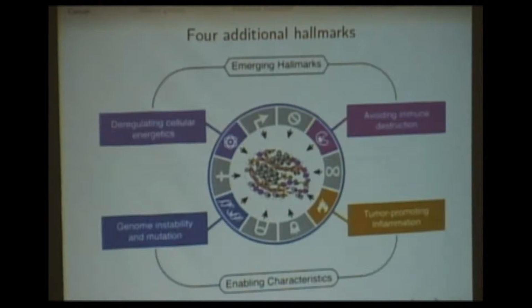So then the other 4 hallmarks, the new ones. This one is deregulating cellular energetics. That's an important aspect, which is rather newly recognized. So typical cells use glycolysis to get energy for their metabolism.